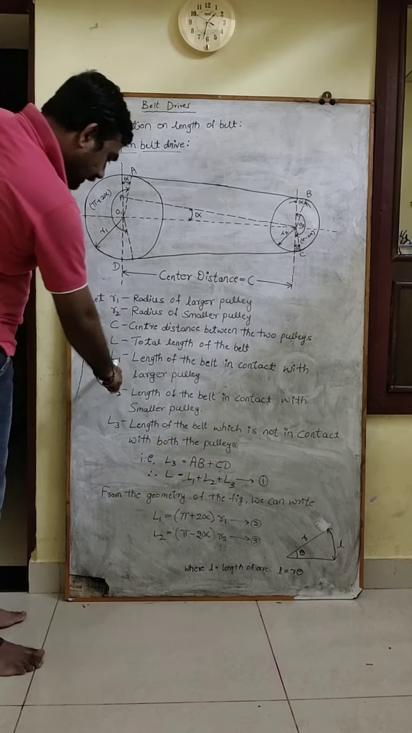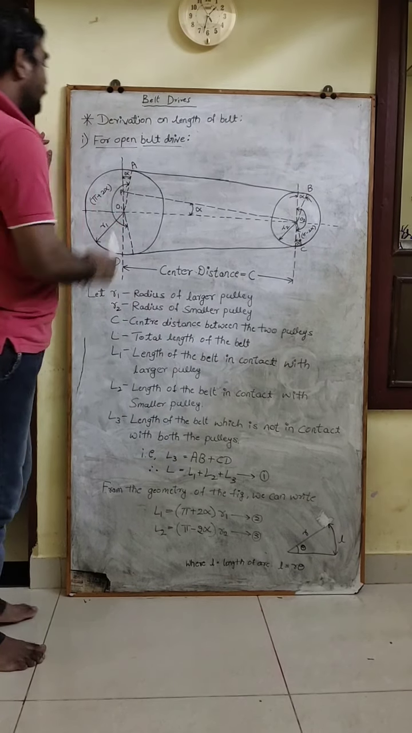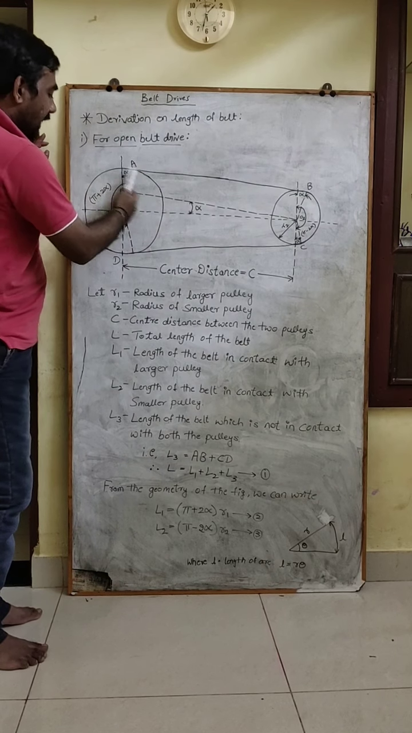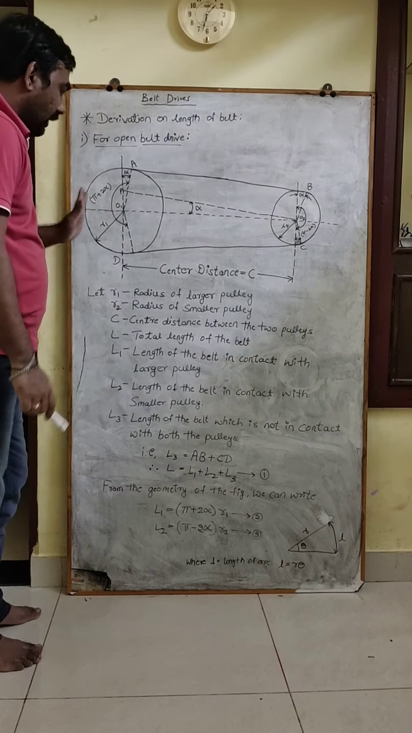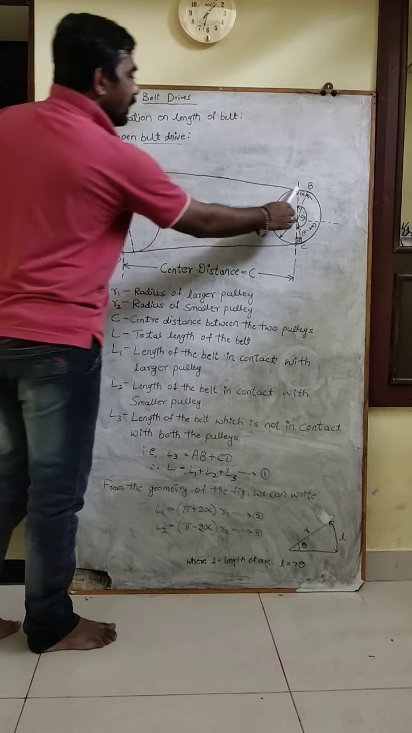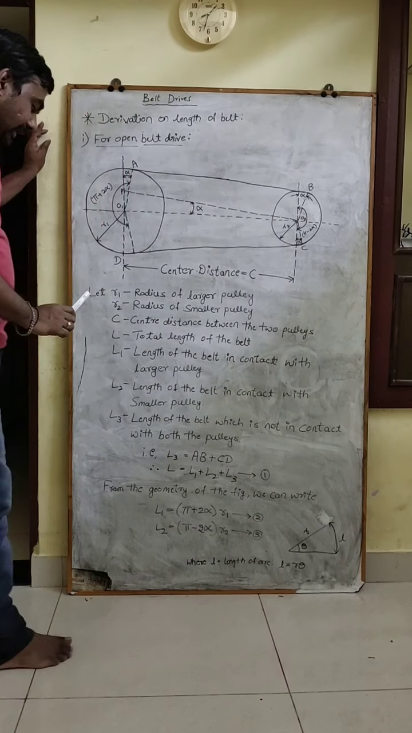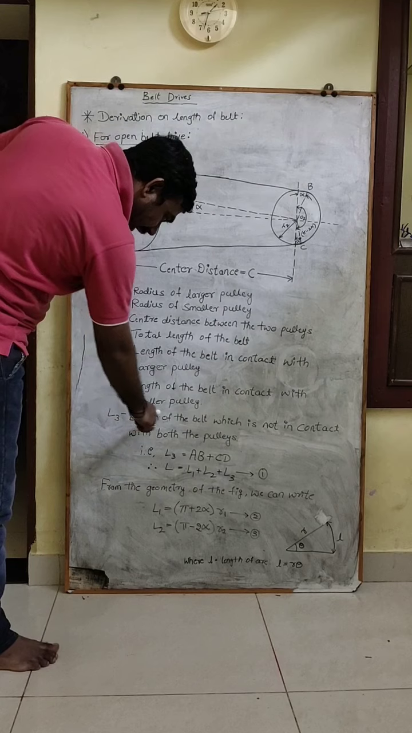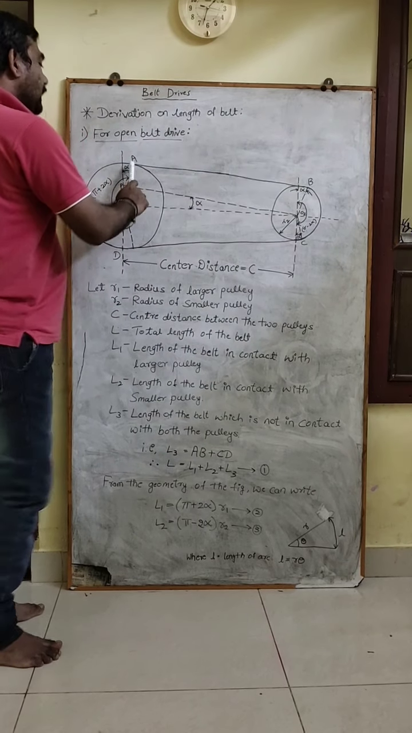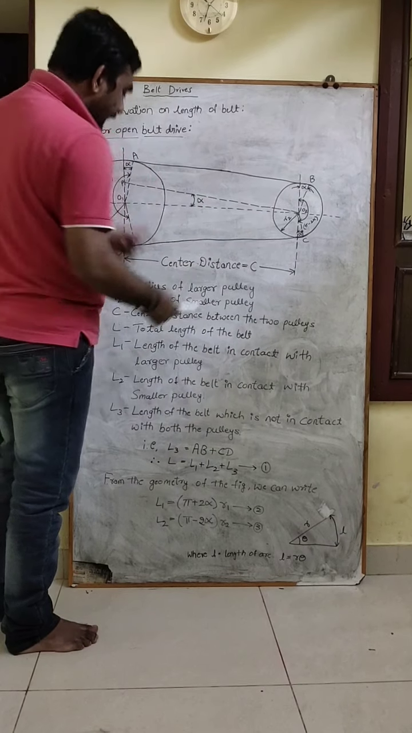Next, L1. L1 is the length of the belt in contact with the larger pulley. L2 is the length of the belt in contact with the smaller pulley. Next, L3 is the length of the belt which is not in contact with either of the pulleys.